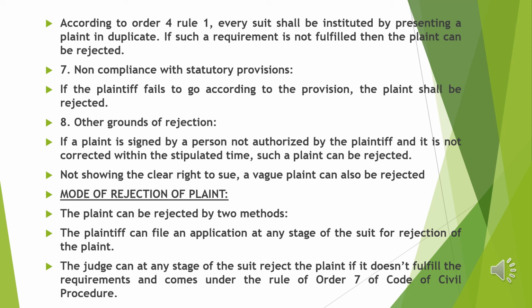Mode of rejection of plaint. The plaint can be rejected by two methods. The plaintiff can file an application at any stage of the suit for rejection of the plaint. The judge can at any stage of the suit reject the plaint if it does not fulfill the requirements and comes under the rule of Order 7 of the CPC.